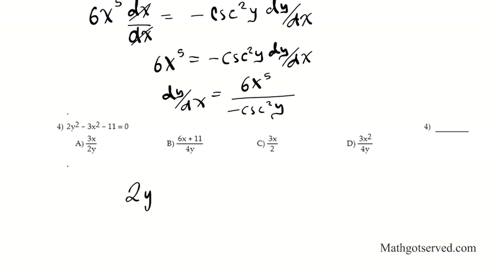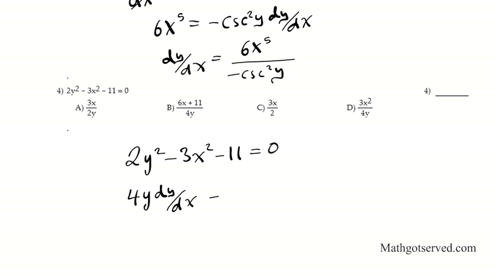Okay? Alright, let's move on to question number 4. We're going to differentiate 2y squared minus 3x squared minus 11 equals 0 implicitly. So if I differentiate this, I'll have 4y dy/dx using the power rule on 2y squared. And then this becomes negative 6x dx. And then the derivative of 11 is just 0, equals 0.